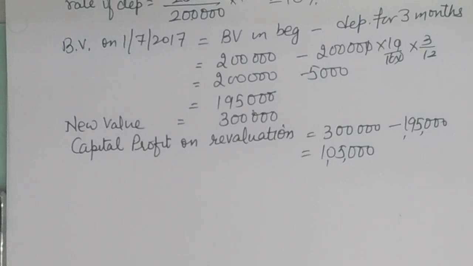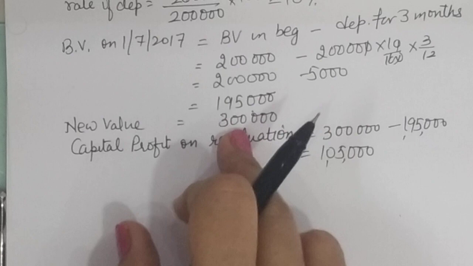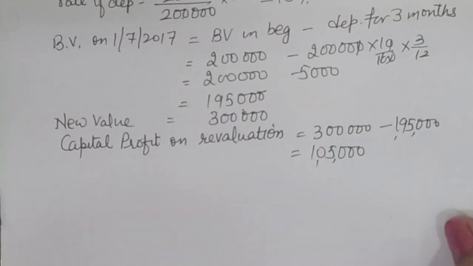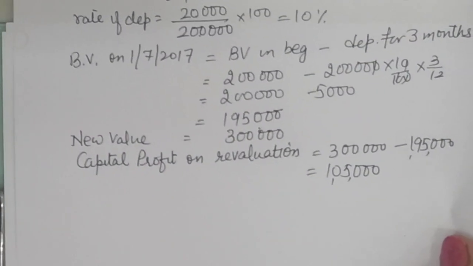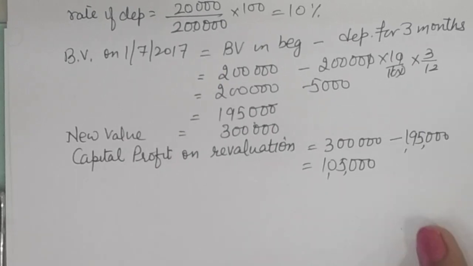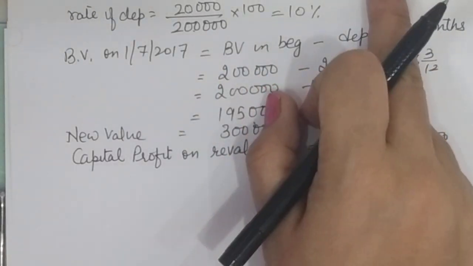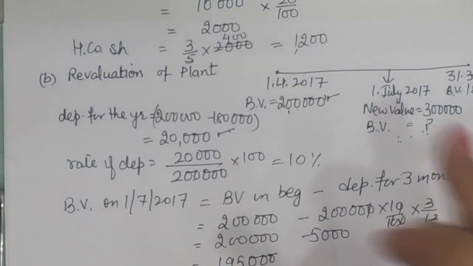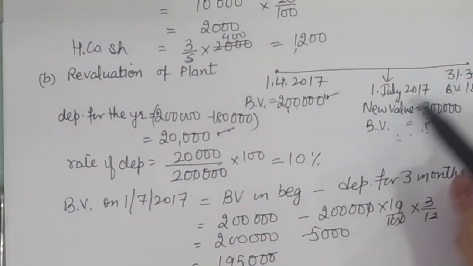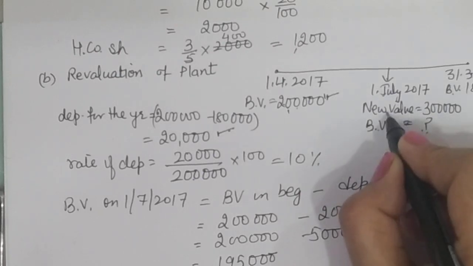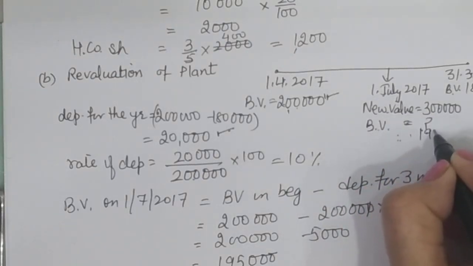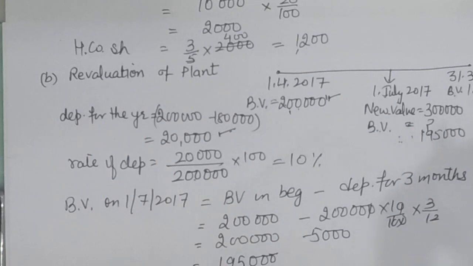When we get profit, we don't need to look at the nature. A profit will always be capital profit because it is an extraordinary transaction. But if it is a loss, then the loss is taken as capital in nature if the revaluation takes place on or before the date of acquisition of shares. And if the revaluation takes place after acquiring the control of the company, that is in this period, then we have the revenue loss. So herein we have the profit. So see, new value was 3 lakh, book value came out to be 1,95,000. So we have a capital profit.